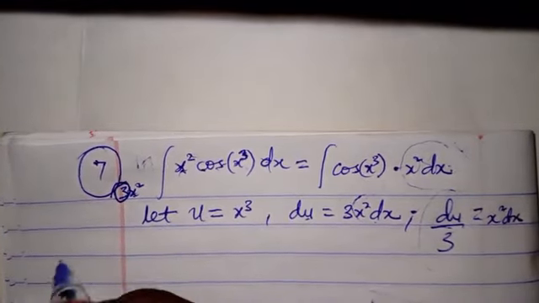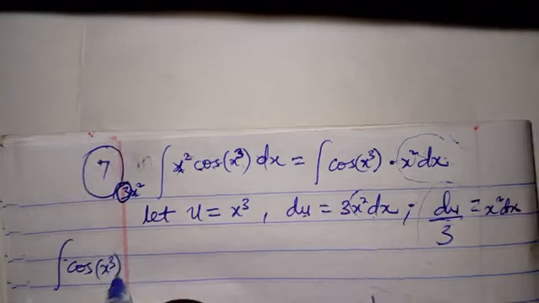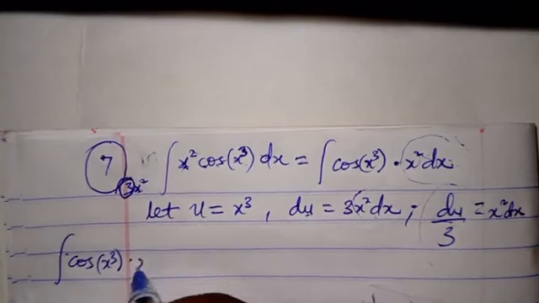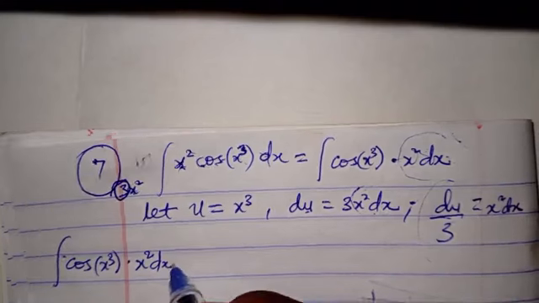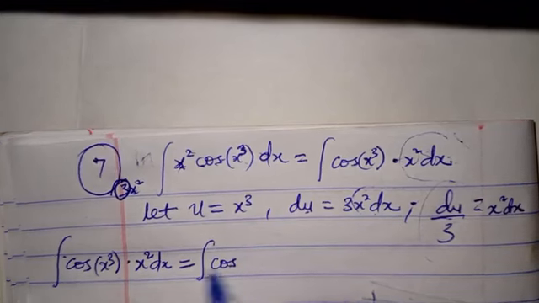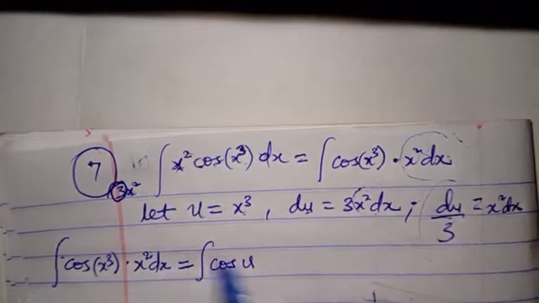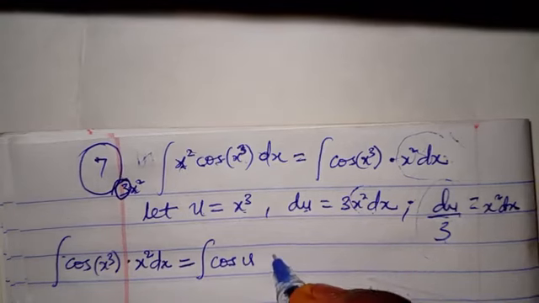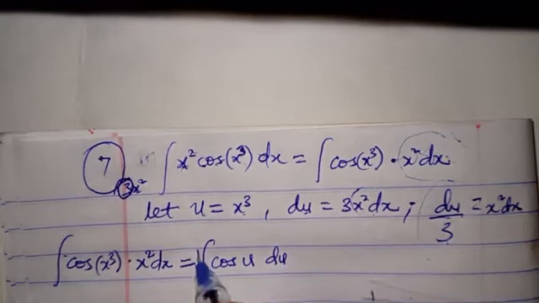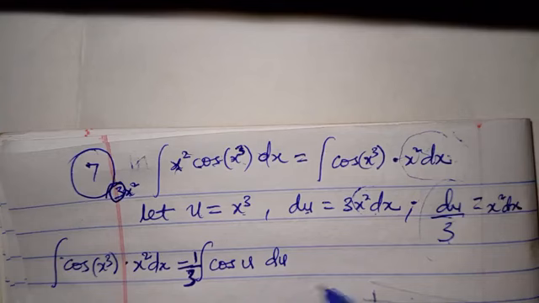Therefore, the integral of cos s cubed times s squared dx, as I've made it to be, is equal to the integral of cos, what's s cubed? s cubed is u, so cos u. What's s squared dx? du over 3. I want to bring that 3 out as 1 over 3. Am I right? Yes. So du times 1 is du all over 3.